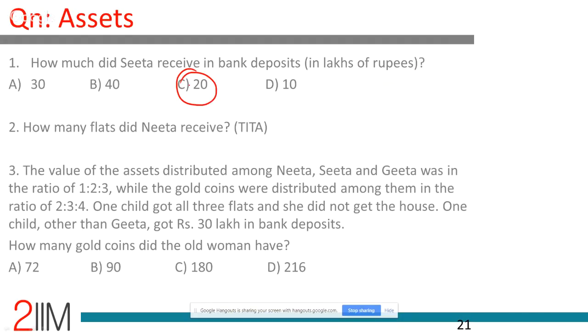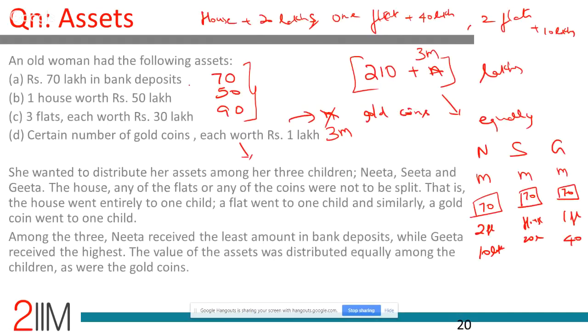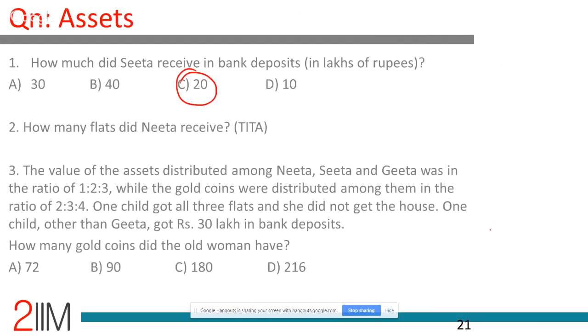How many flats did Nita receive? Nita received 2 flats. She received 2 flats and 10 lakhs. We're rushing through this. We just figured the whole thing out and we're done. We're going to solve this entire puzzle in 7-8 minutes. We've made a couple of crucial assumptions and we're done.